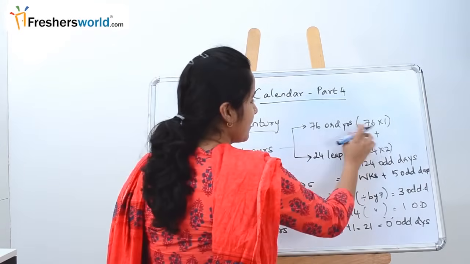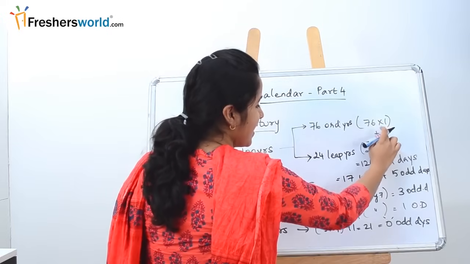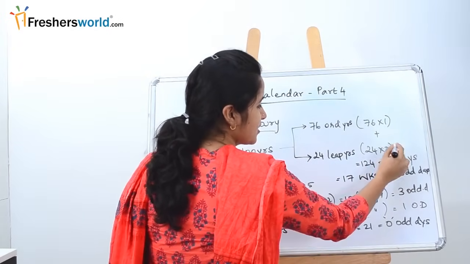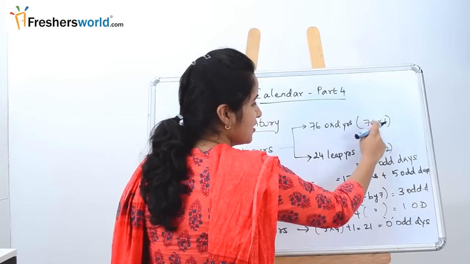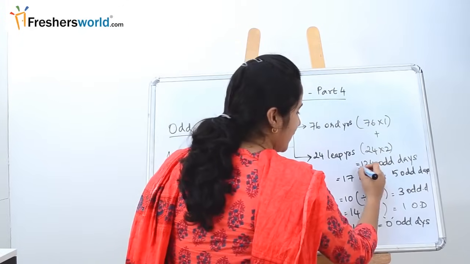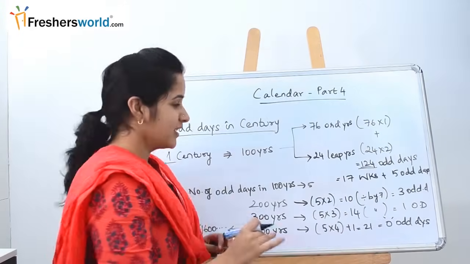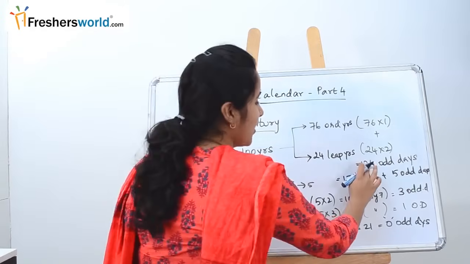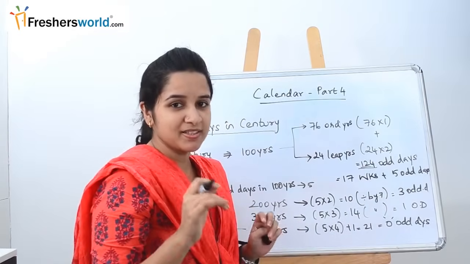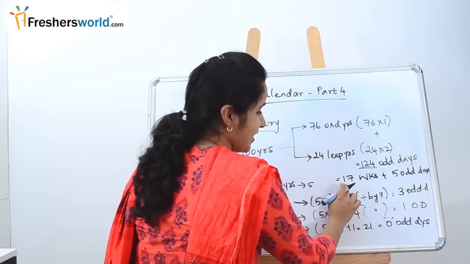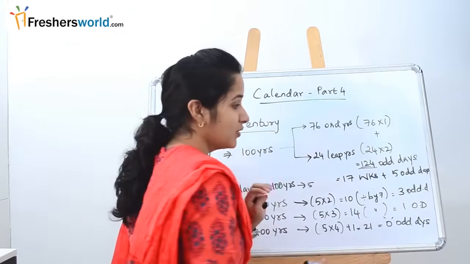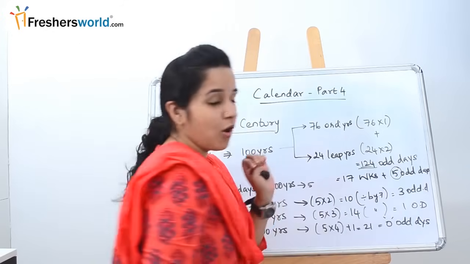So what are we doing? We are multiplying 76 into 1 here and adding it to 24 into 2, which is nothing but the 2 odd days. So once you multiply and add this, you will get 124 odd days together in a single century. So 124 odd days, if you divide it by 7, in the quotient you will get 17 and plus 5 in the remainder.